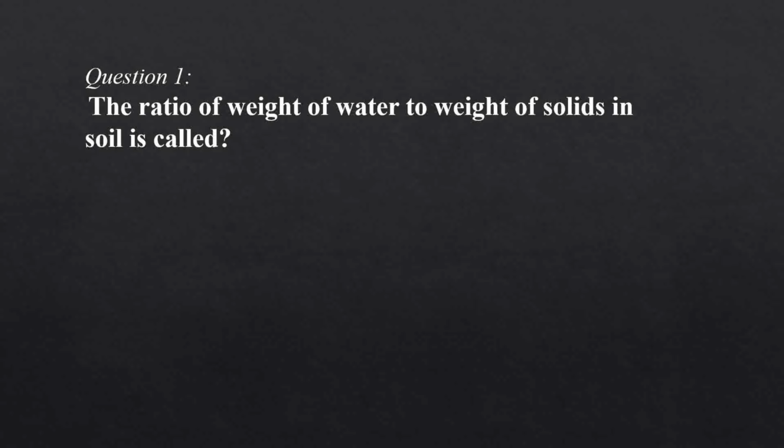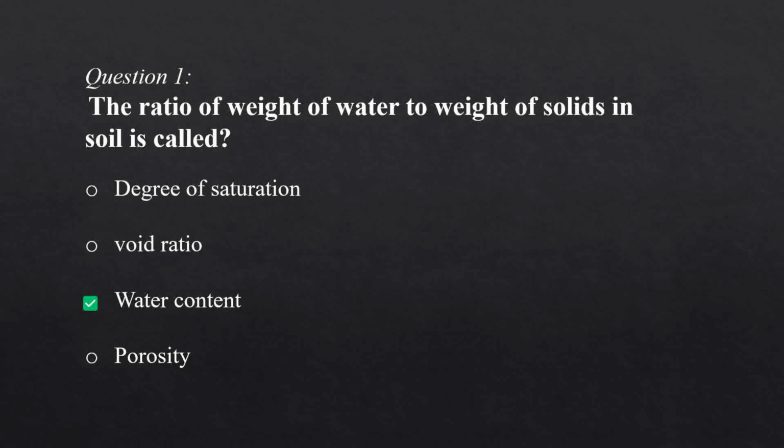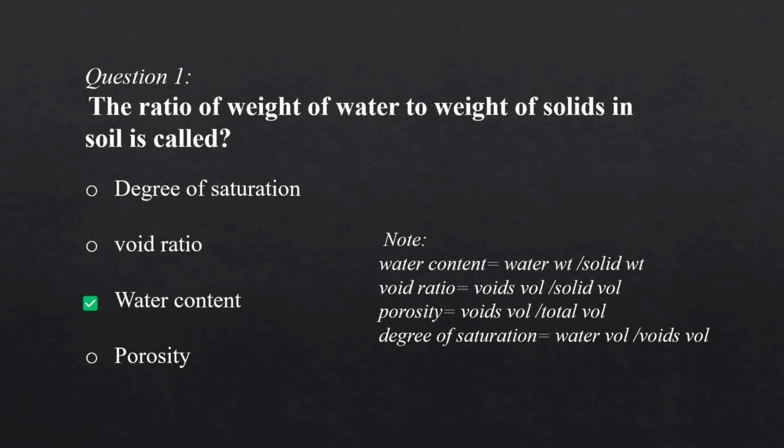First question. The ratio of weight of water to the weight of solid in soil is called. The correct answer is water content. Water content is the ratio of weight of water to the weight of solid, whereas void ratio is the ratio of volume of voids to the volume of solid. Similarly, porosity is the ratio of volume of voids to the total volume. Similarly, degree of saturation is the ratio of volume of water to the volume of voids.